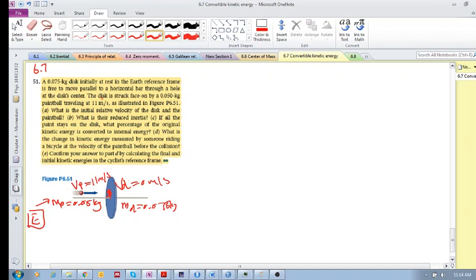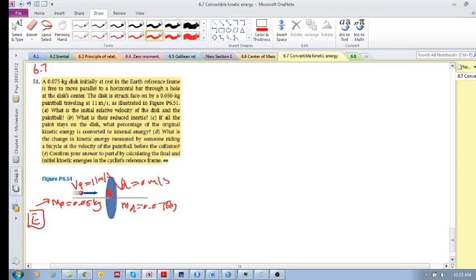It says the disc is struck face on by the paintball traveling at this speed. Now, look at these questions A and B. A: what is the initial relative velocity of the disc and the paintball? B: what is their reduced inertia? And C says, if all the paint stays on the disc, what percentage of the original kinetic energy is converted to internal energy? As you can see, these are build-up questions.